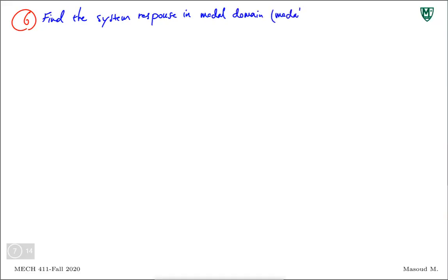So step 6: find the system response in modal space, or modal domain. Maybe I should use both, because I use both of them. You can go with physical space and modal space, or physical domain and modal domain. So how do we do that?